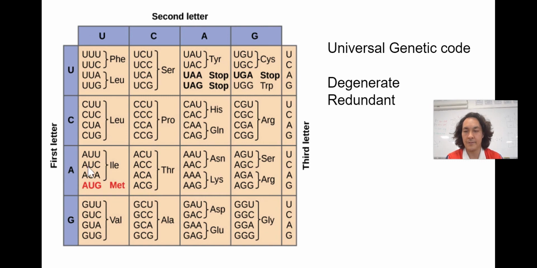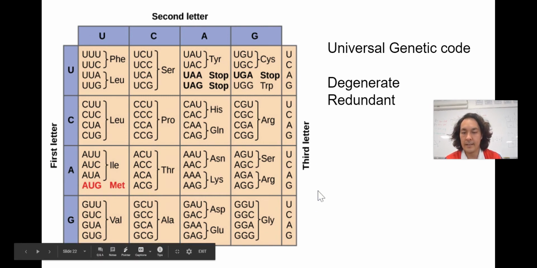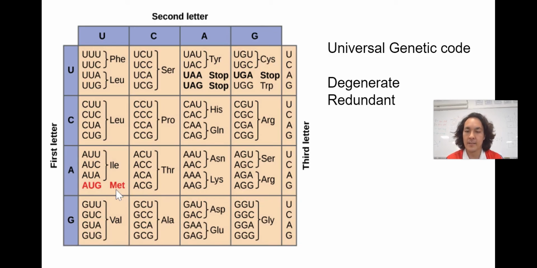Let's look up AUG. It'd be in this row. U would be in this column. And then you look for the third letter, G. So AUG codes for methionine. Let's look up CAA. CAA-GLN. All right. And so you can look them up. You can see tyrosine, cysteine. You can look up a bunch of them.